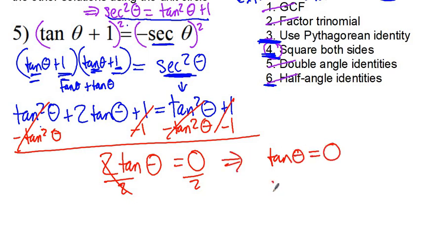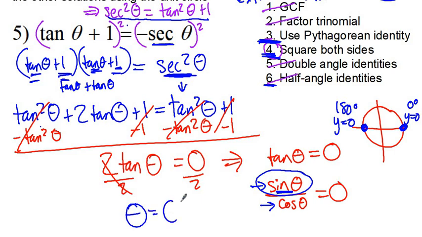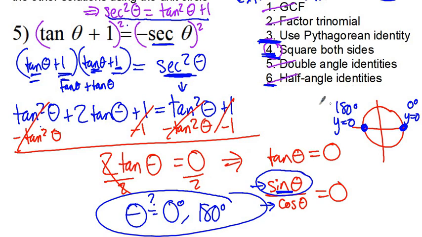Now remember, tangent is sine over cosine. So sine over cosine in that case is equal to 0. So let's draw our unit circle. Where does this equal 0? Well, we're only concerned with sine equaling 0, because if cosine equals 0, we'd be dividing by 0, and you can't do that. That's undefined. So we only want to know where sine is 0. Sine is the y-coordinate, and the y-coordinate is 0 right here at 0 degrees, and it's also 0 right here at 180 degrees. So our solutions appear to be 0 and 180, but remember, we put a question mark there because we have to check.